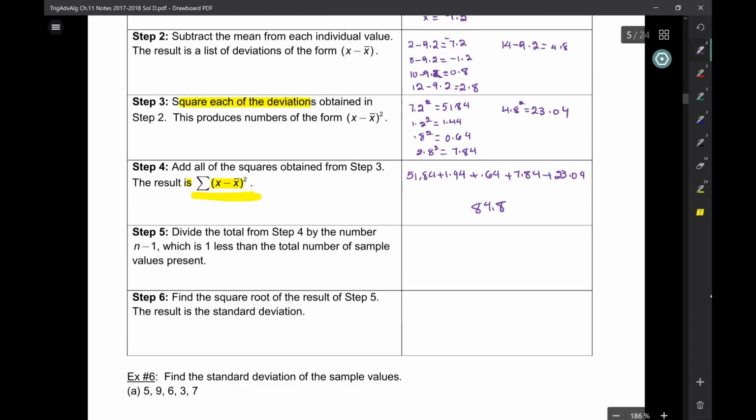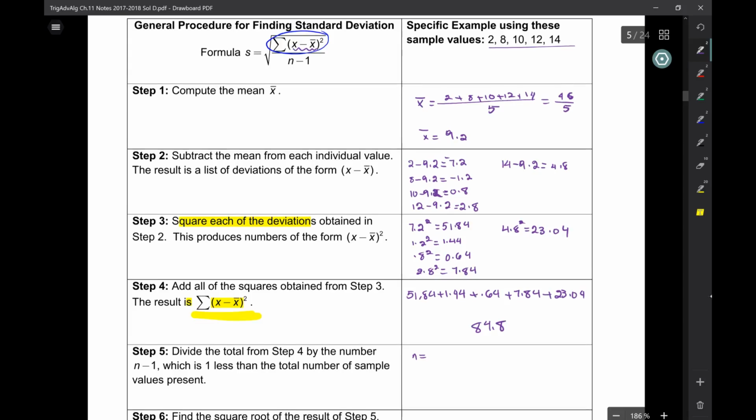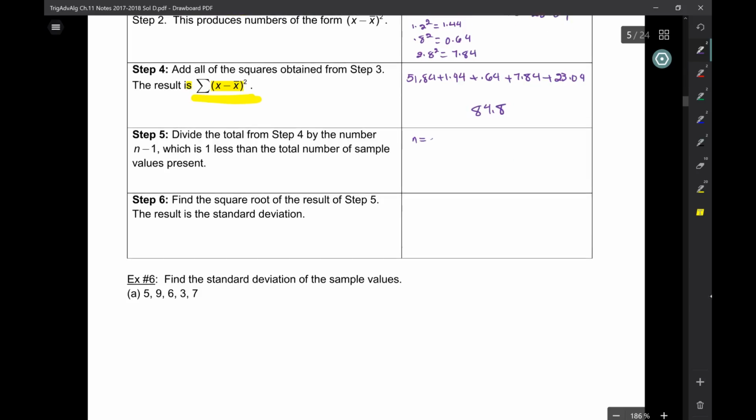Divide by n minus 1. So n in this case was 5. So n minus 1 is 4. That means here I do 84.8 over 5 minus 1, 84.8 over 4, 21.2.